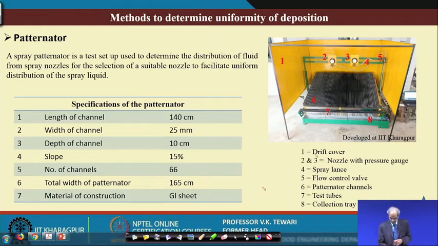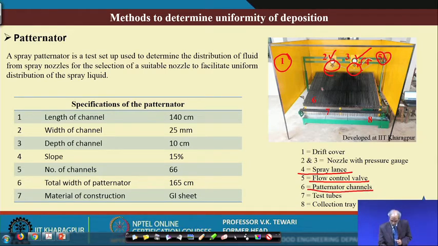For example, here there is a cover for the drift, so there is no drift which takes place. We have the nozzles, you can see there is one nozzle here, another nozzle here. Then there are these pressure gauges, where you can find out what the pressure is. Then the spray lens, 4 is the spray lens, you can see this is the one which is connected. Then 5th is a flow control valve, you have to have a flow control valve.